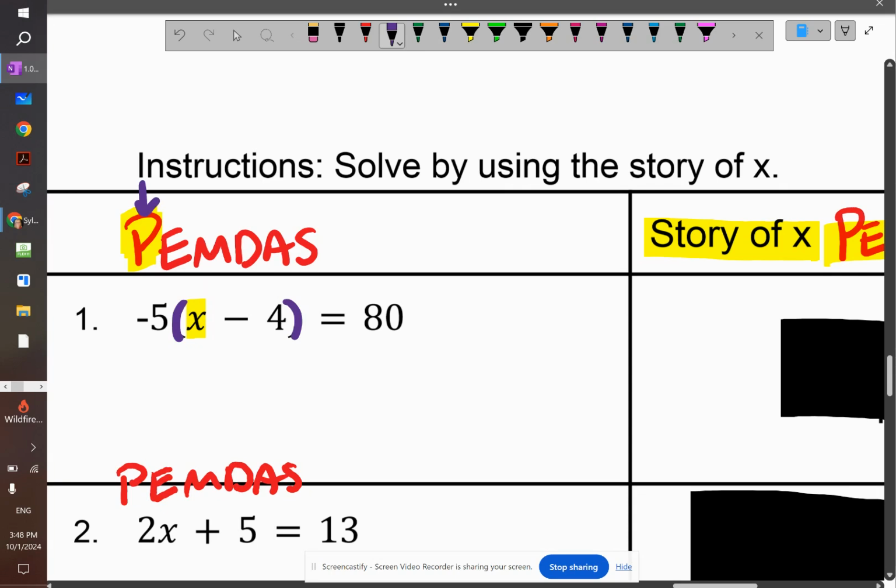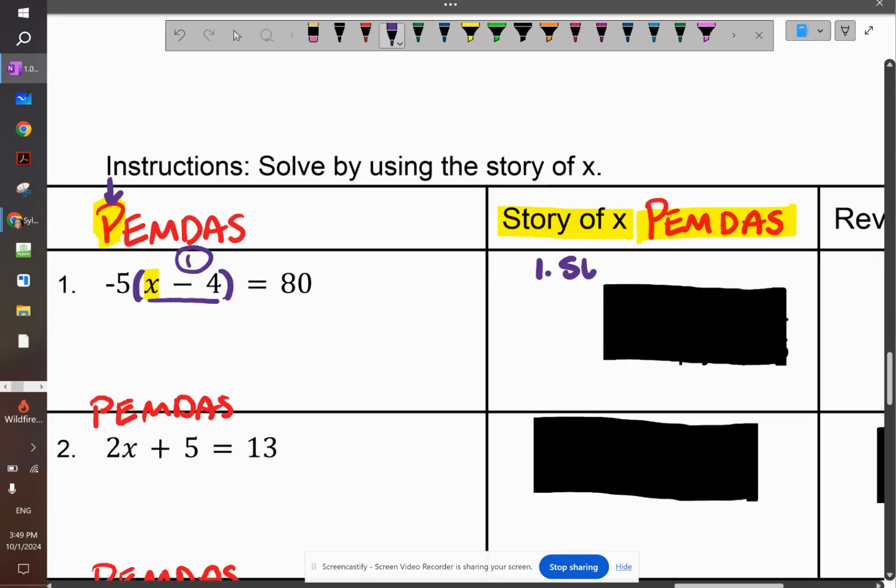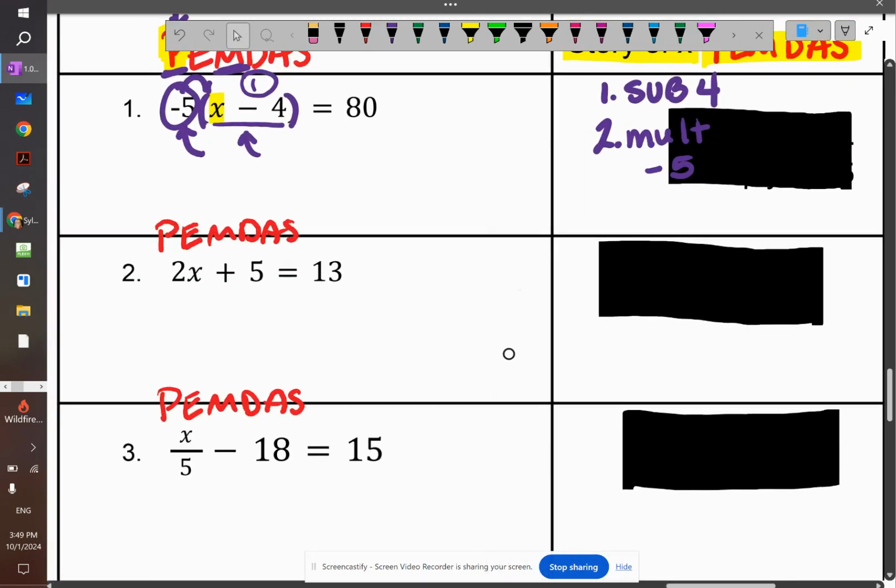And then what is the operation that is happening inside? Subtracting 4. So that's the first thing. The second thing is this other number right here is being multiplied because there's parentheses right here. So we have parentheses and we have multiplication. The parentheses happen first, and then we are multiplying by -5, okay? So now let's go do number 2.